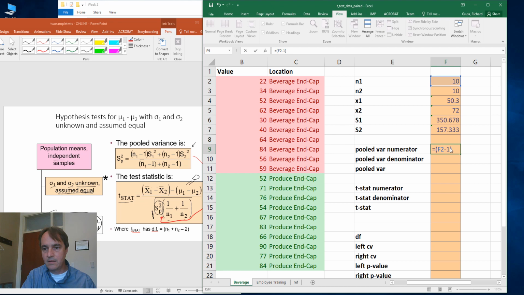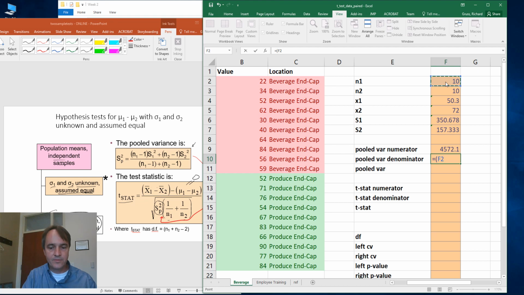No, it's not. Okay, and then this is going to be times the variance of the first sample, plus now the size of the second sample, which is 10 again, minus 1 times the variance of the second sample. Okay, so there's our numerator. Now we just need to find the denominator.